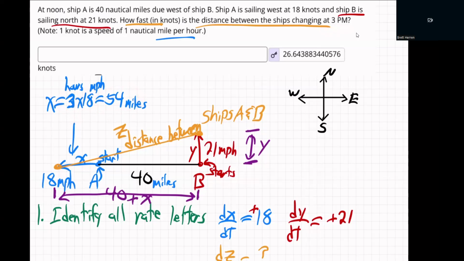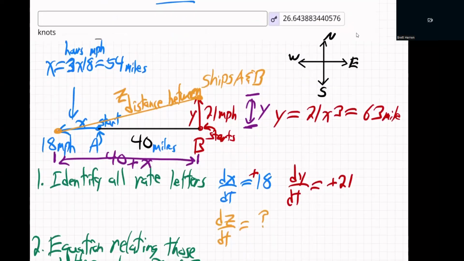How do we get Y? Right over here, Y, same kind of thing. That's going 21 miles per hour for, again, 3 hours. 63 miles. So ship B will have gone 63 miles north. 63 miles. Miles. There we go. 63 miles north.